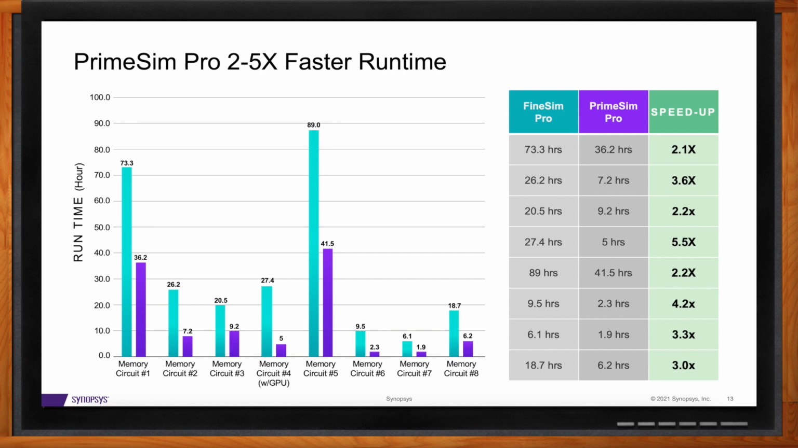And again, when we talk about memories, they need to be simulated with thousands of vectors on hundreds of corners. So improving the performance by 2x or 3x significantly improves productivity.